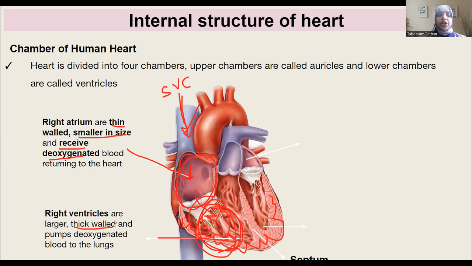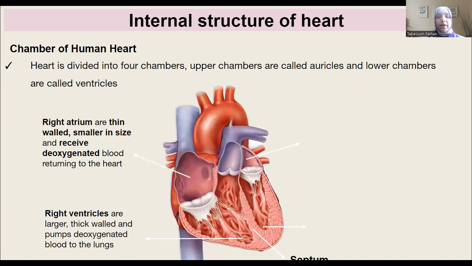They are large and thick walled, and they receive the deoxygenated blood coming from the auricle, and they will then give it to the lungs for oxygenation. So they will pump this deoxygenated blood to the lungs via this, you can see. So this is your right ventricle.